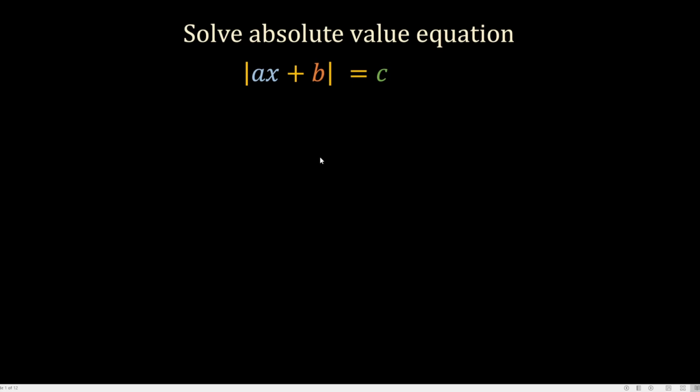Let's see how to solve an absolute value equation. For solving it, we need to write two different equations, then solve them separately. The first equation is ax plus b equal to c and the second equation is ax plus b equal to minus c. So in that way we get two solutions for the absolute value equation.